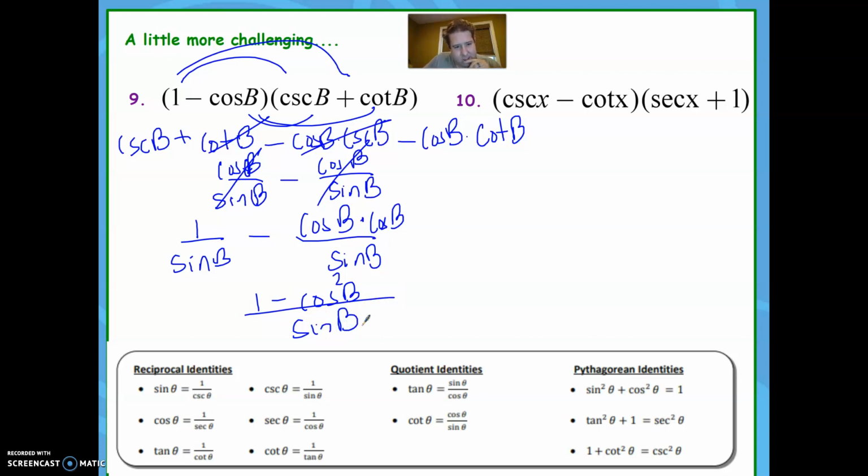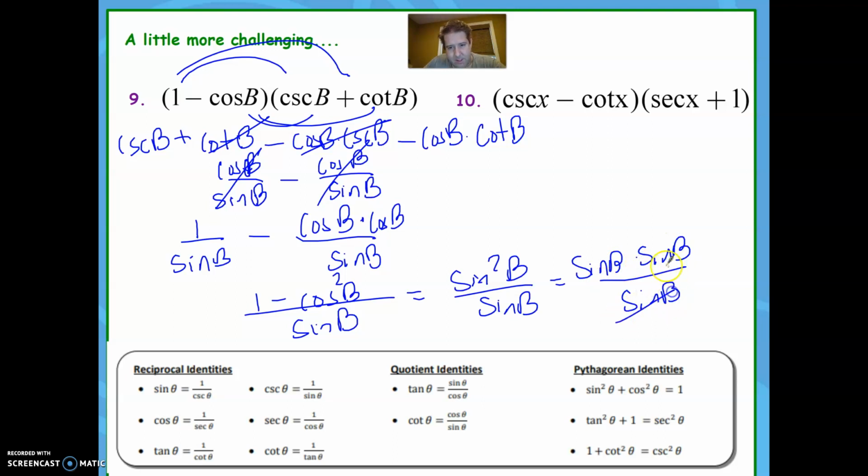Now, I can change this 1 minus cosine squared of b to sine squared of b using the Pythagorean identity. So the top becomes sine squared of b over sine of b. Now, I think we've seen this before. Sine squared of b is really sine of b times sine of b over sine of b, so these two will cancel out, and you're left with sine of b. All of this just to get sine of b. As you can see, that's a pretty complex question.